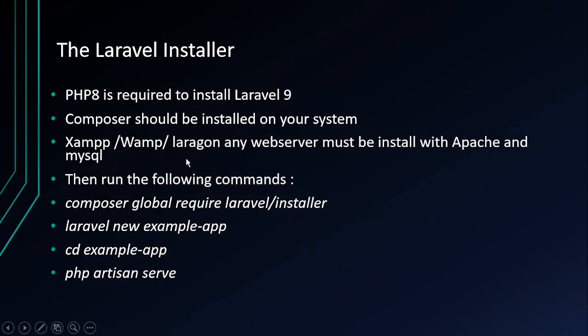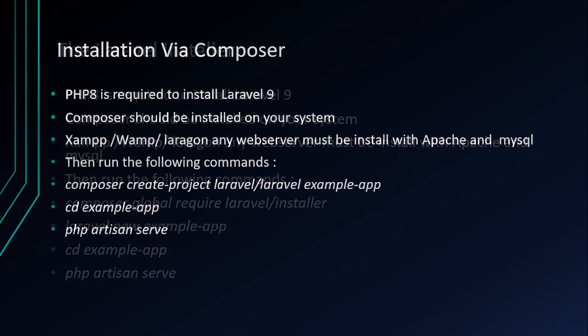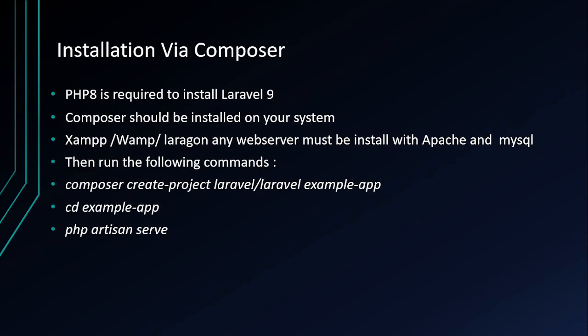Okay, and these are the two ways by which we can install a Laravel application. Keep in mind there are two major requirements. You must have PHP 8 and you must have Composer installed in your system, and you must have a XAMPP server, WAMP server, or Laragon. In my opinion, Laragon is the best because it also creates the virtual host, so you need not write localhost and then the project name. Okay, but for beginners, XAMPP is good, you can continue.